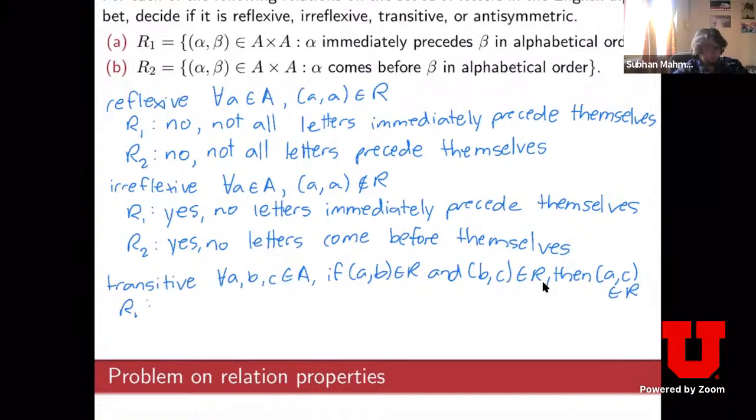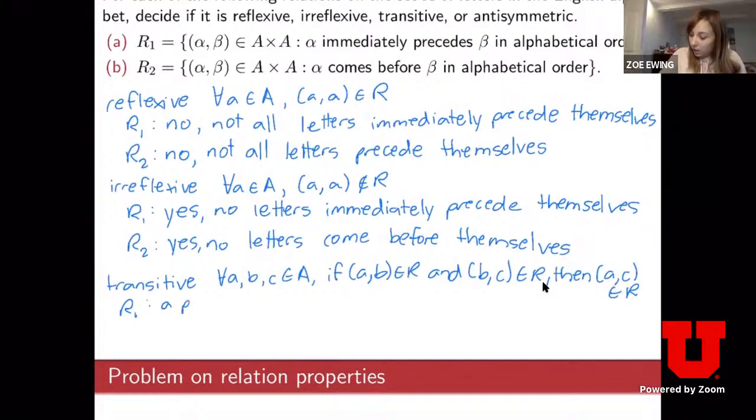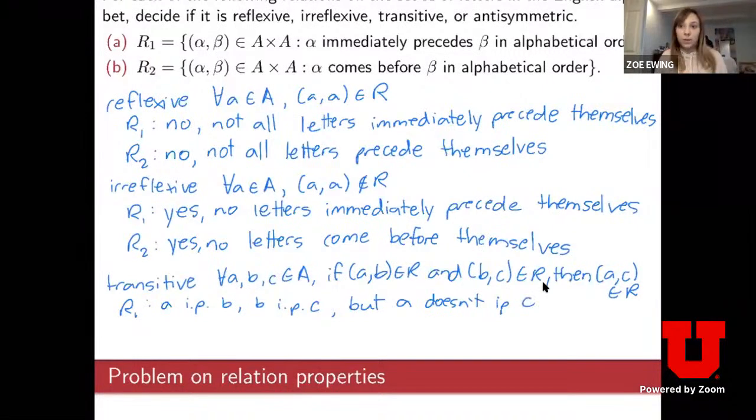Good point. Exactly. And actually our definition is kind of our counterexample here. I'm just going to use IP for immediately precedes because that's a lot to write over and over again. So if A immediately precedes B and B immediately precedes C, but A does not immediately precede C because B is in between them. So, no.